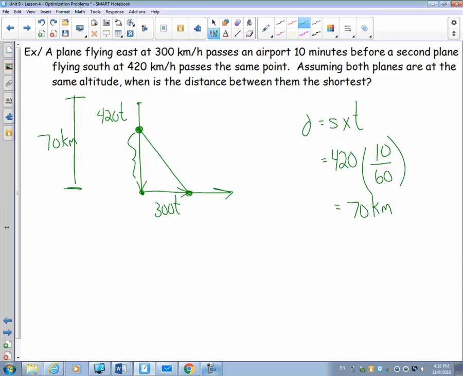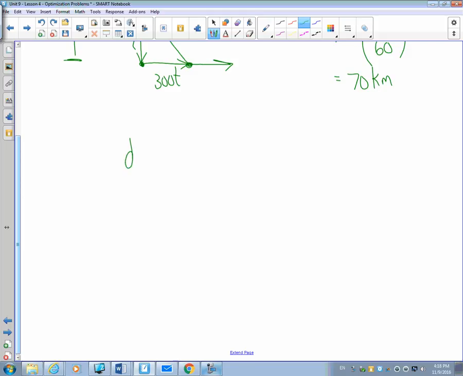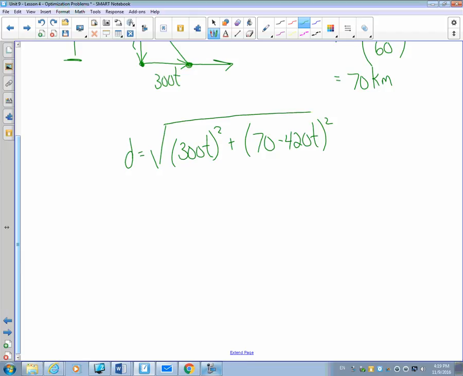Okay, so the distance here will be 70 minus 420t. After that, it becomes the same question we just did a second ago. So see if you can set it up. Do the whole derivative. The process is actually exactly the same, just different numbers this time. So our distance should be the square root of (300t) squared plus (70 minus 420t) squared, and it's the root sign. We're going to simplify this. So I'm going to make this into a bracket. (300t) squared comes out to 90,000t squared.